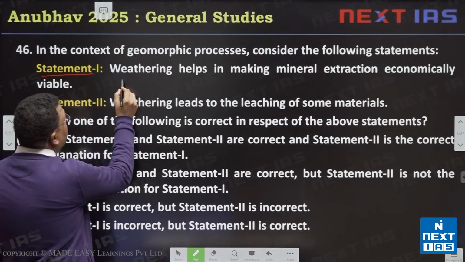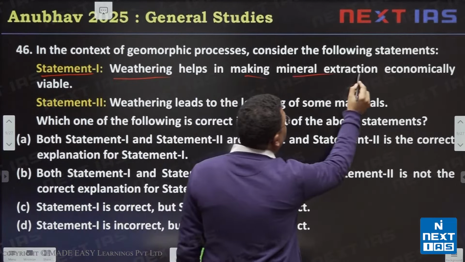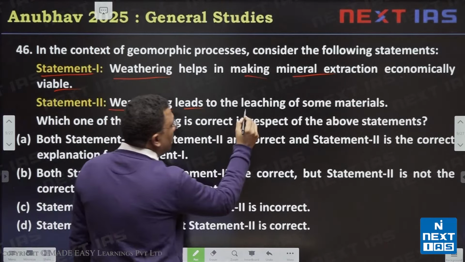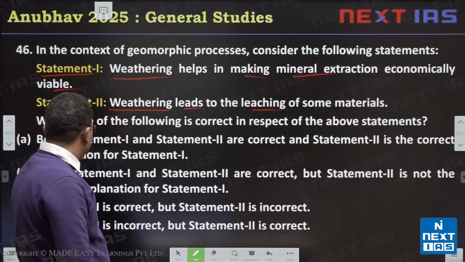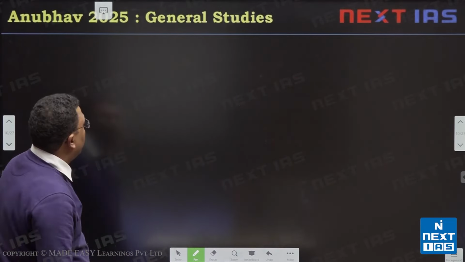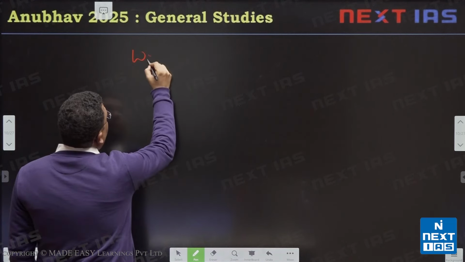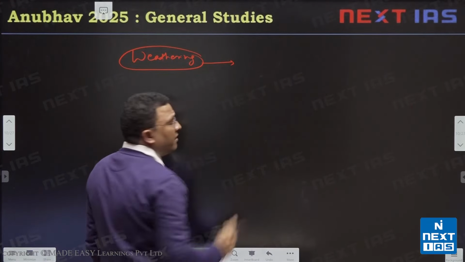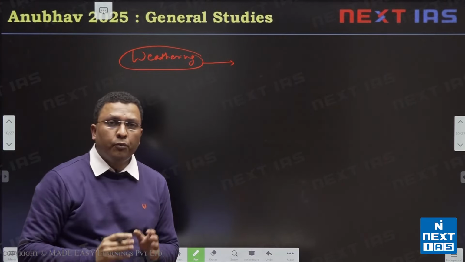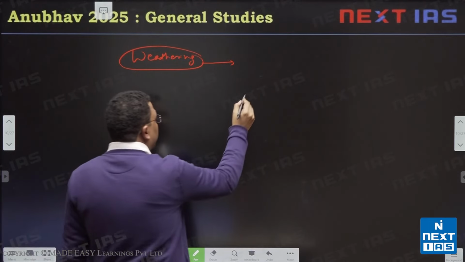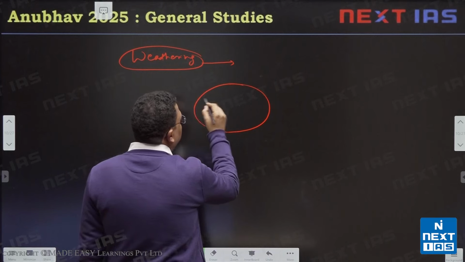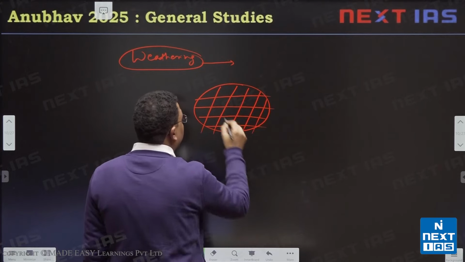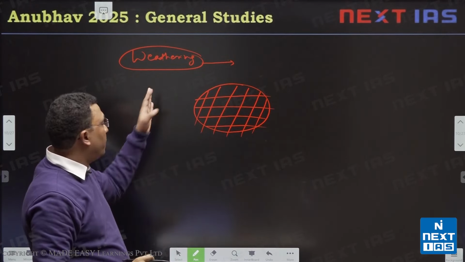The first statement says weathering helps in making mineral extraction economically viable. Second statement, weathering leads to leaching of some materials, right? So let's see if it is correct or not. So first of all, we will understand what is weathering. Weathering in very simple term is basically disintegration and decomposition of rocks, right? So let's say there is a rock and it gets disintegrated and decomposed into smaller pieces by forces like air, water, etc. So this is what is called weathering, right?